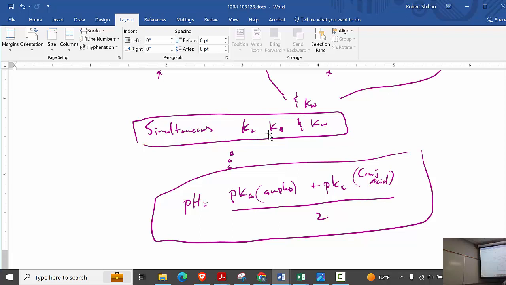So amphoterics are actually hard if you solve it simultaneously, but easy if you just make some assumptions and just use this engineering equation at the end.